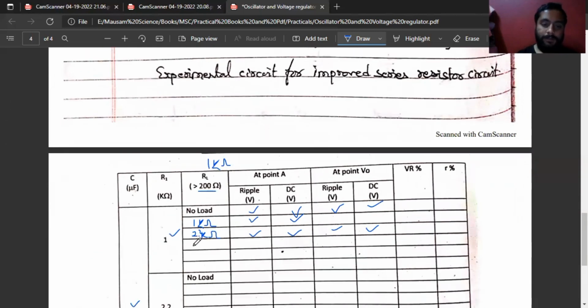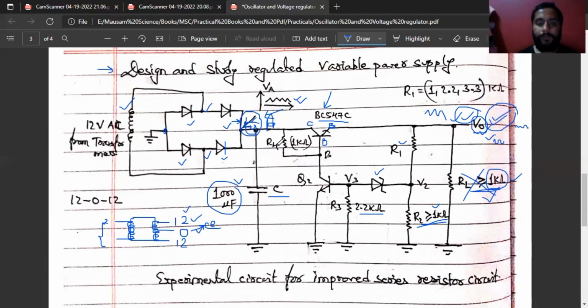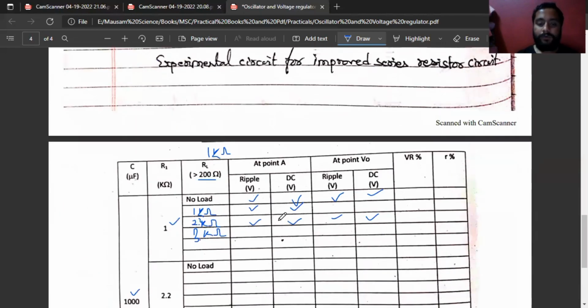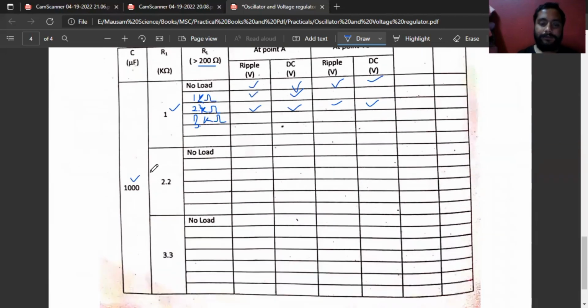And another is we can keep here 3.3 kilo ohm resistance in the load terminal, and then we can measure DC voltage at point A and ripple voltage at point A, DC voltage at point B naught, ripple voltage at point B naught, and then we can do this experiment. And the same thing should be performed for the R1 value 2.2.